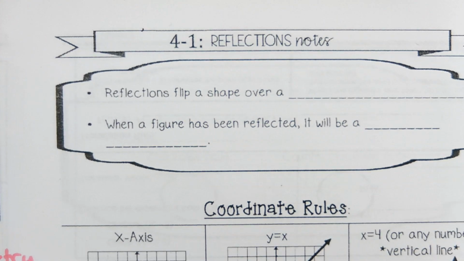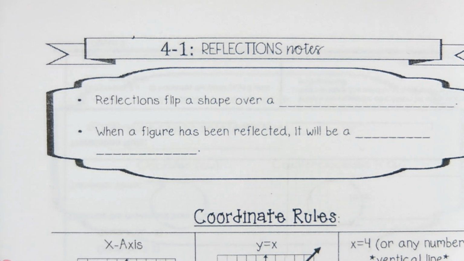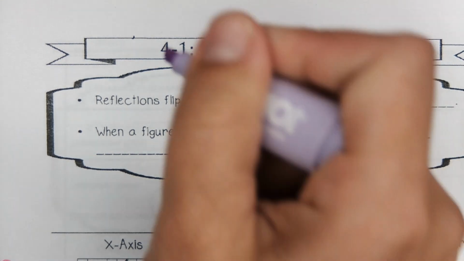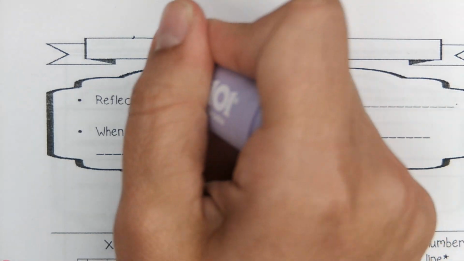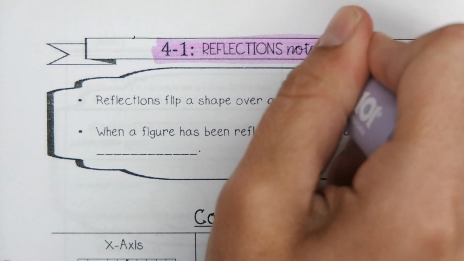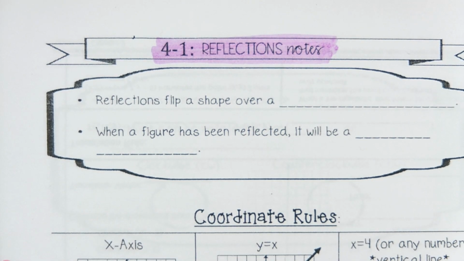So for today, we're just going to focus on reflections. Throughout the chapter, the 4 transformations, we'll focus on one each day. And today we're just focusing on reflection.